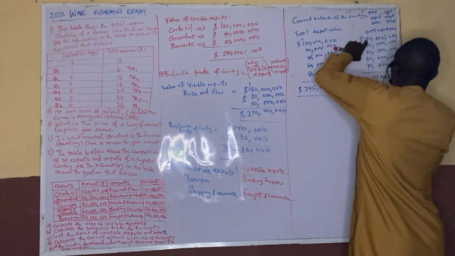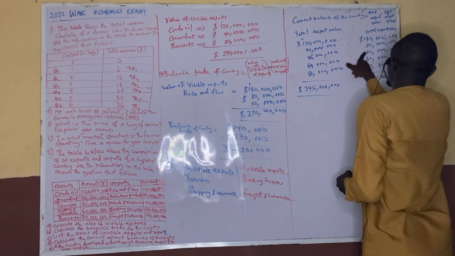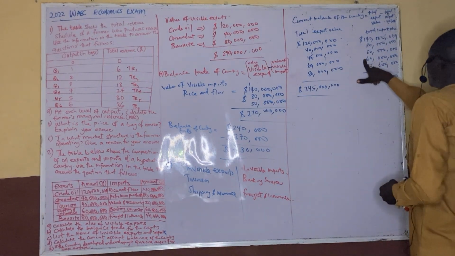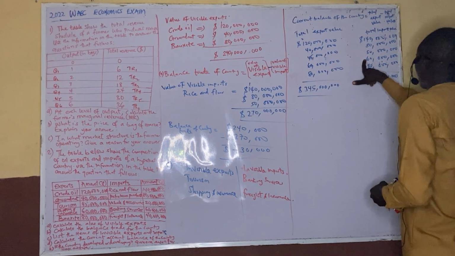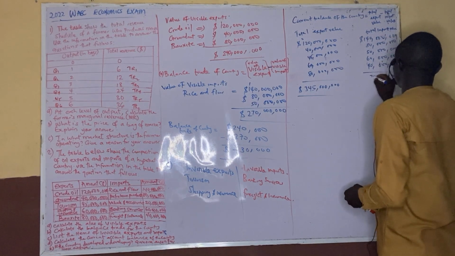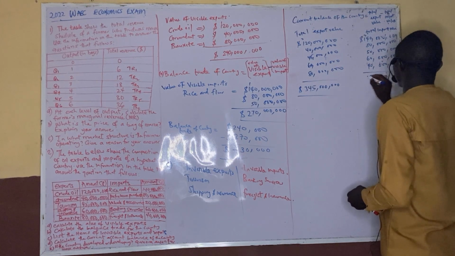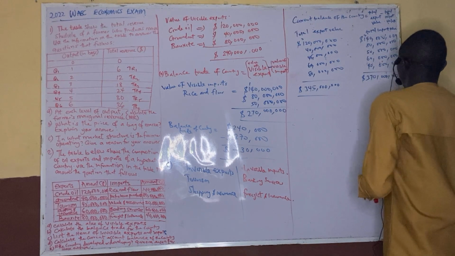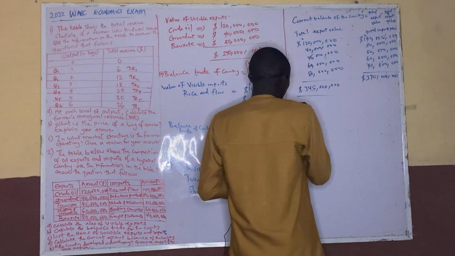So 4 plus 8 is 12. 12 plus 5 is 17. 17 plus 6 is 23. 23 plus 4 is 27. So we have 7 here. Add 2 to this one, it gives you 370 million US dollars. So now, having done this, let's calculate the current balance of the country.